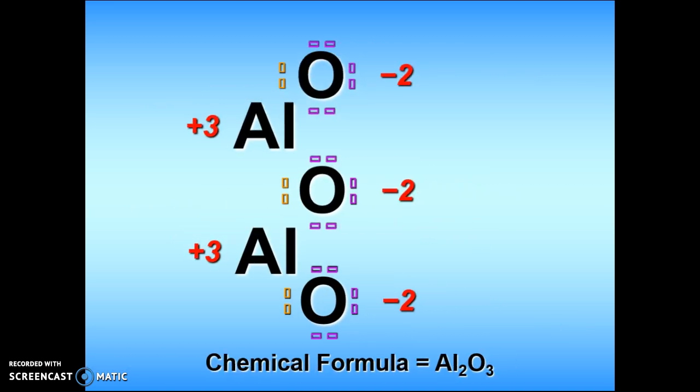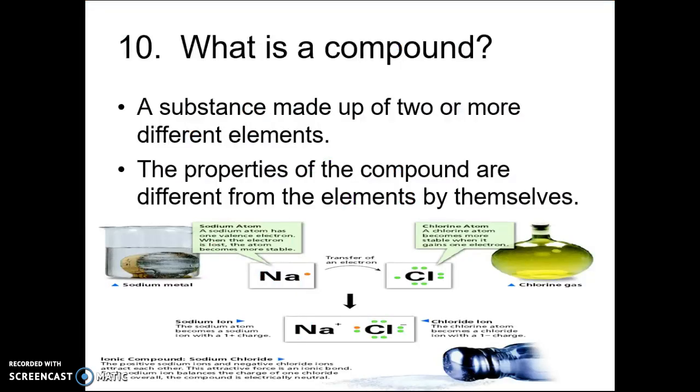You can see this is now balanced, and we end up with Al2O3. The little 2 after the Al, aluminum, means that there are 2 aluminums. The little 3 after the O means that there are 3 oxygen atoms. So it always forms in that ratio.